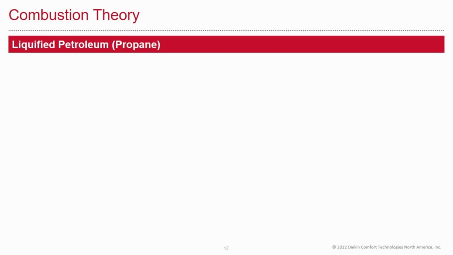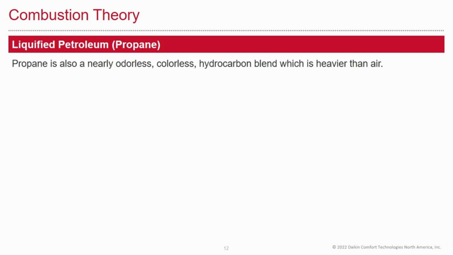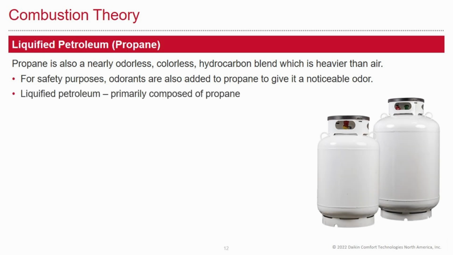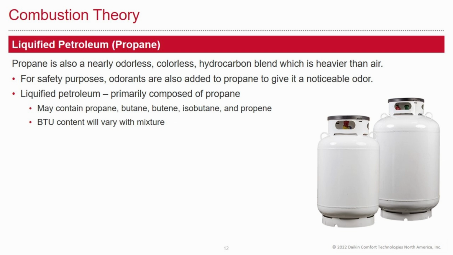Liquefied petroleum, or propane. Propane is also a nearly odorless, colorless hydrocarbon blend which is heavier than air. For safety purposes, odorants are also added to propane to give it a noticeable odor. Liquefied petroleum, primarily composed of propane, may contain propane, butane, butene, isobutane, and propene. BTU content will vary with mixture. Contact your LP gas supplier for actual BTU content of the fuel.